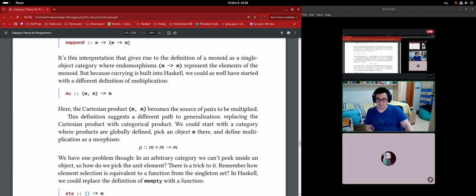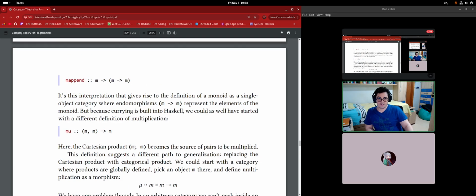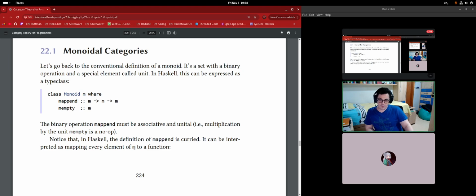Now we have a different suggestion of generalization, which is replacing the Cartesian product with the categorical product. We could start with a category where products are globally defined, pick an object M there, and define multiplication as a morphism.